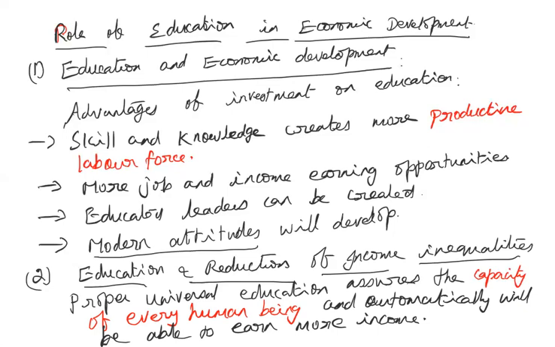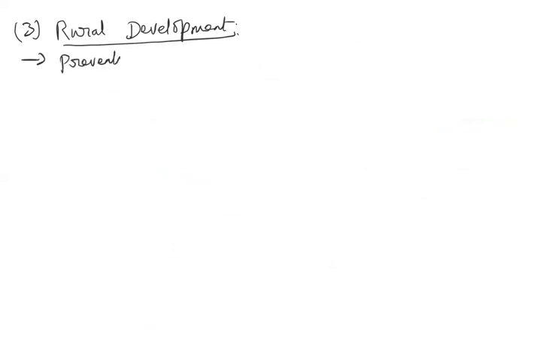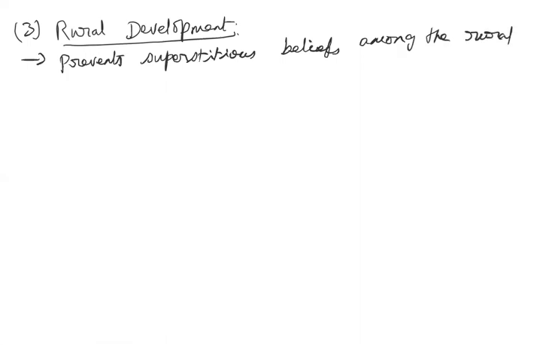Okay. Then the third significance is rural development. There are so many advantages as far as rural areas are concerned. First and foremost, it prevents superstitious beliefs among the rural folk. So they will start getting modern attitudes and start participating in the process of economic development.